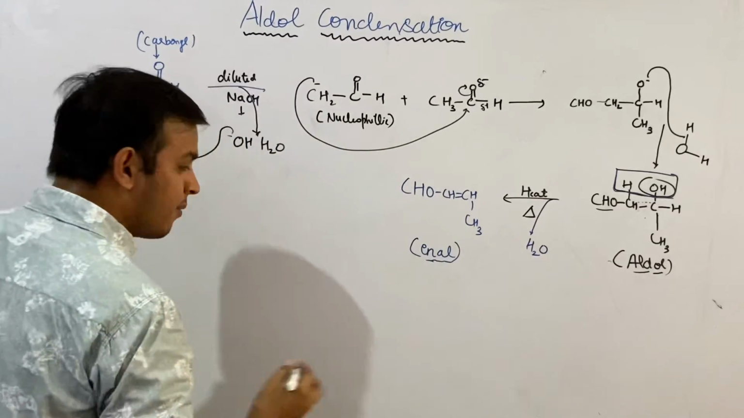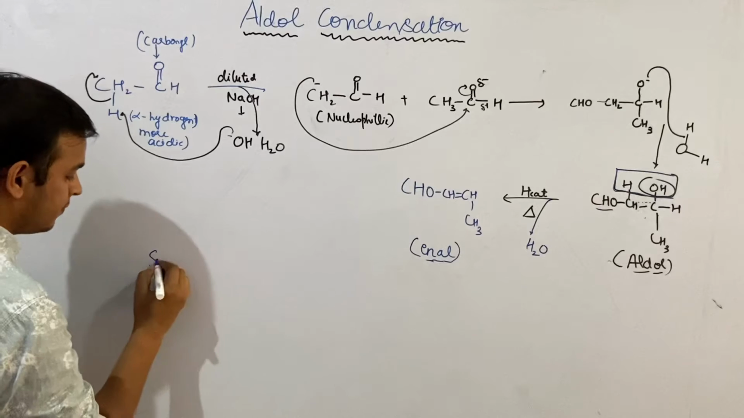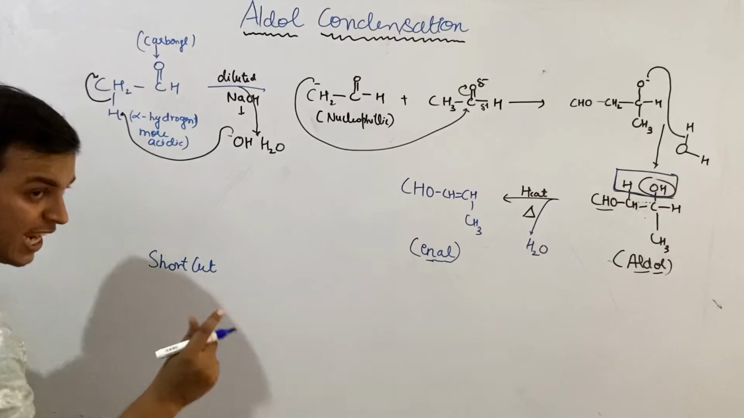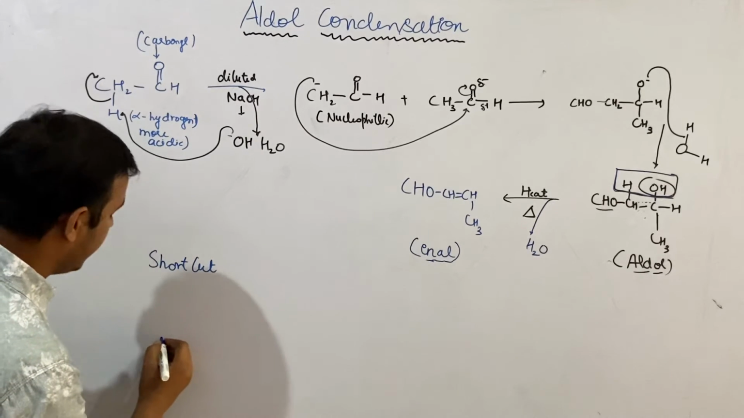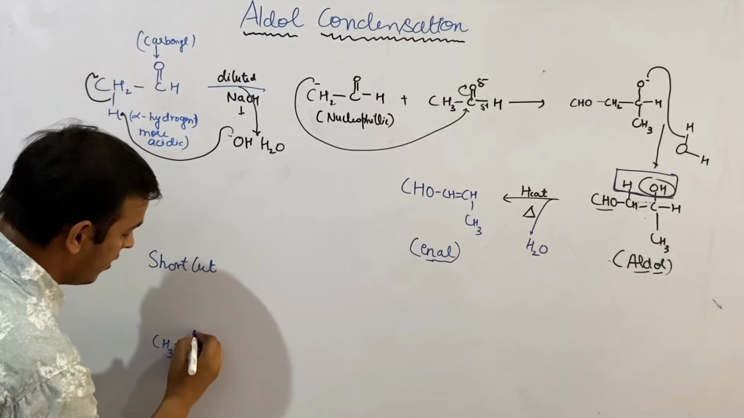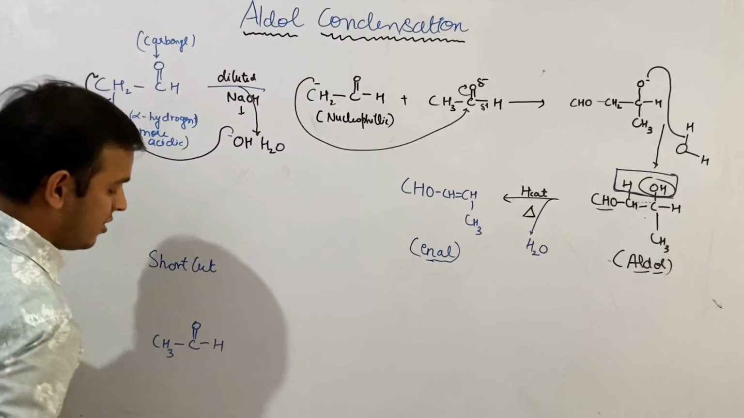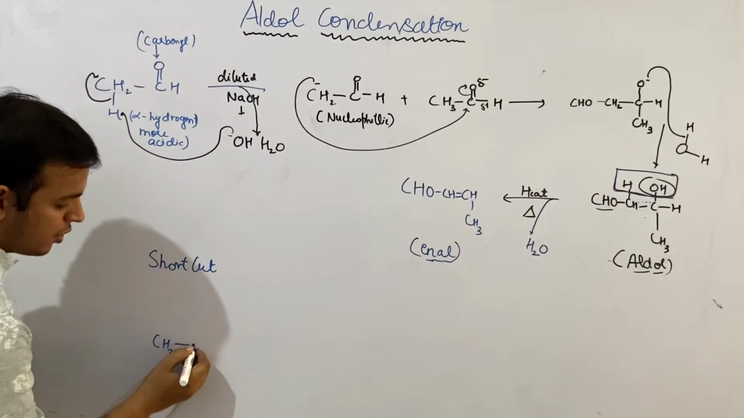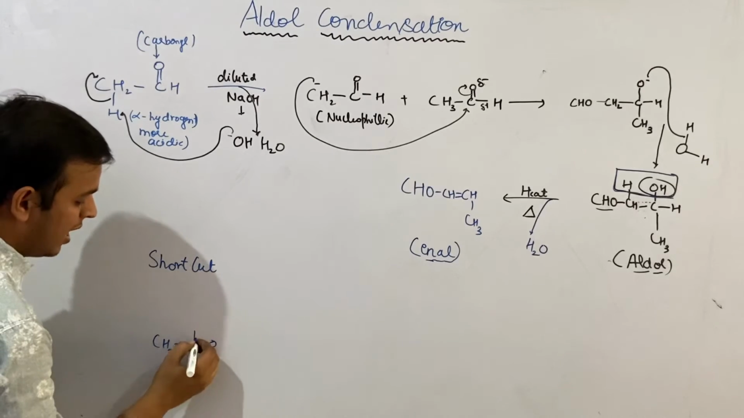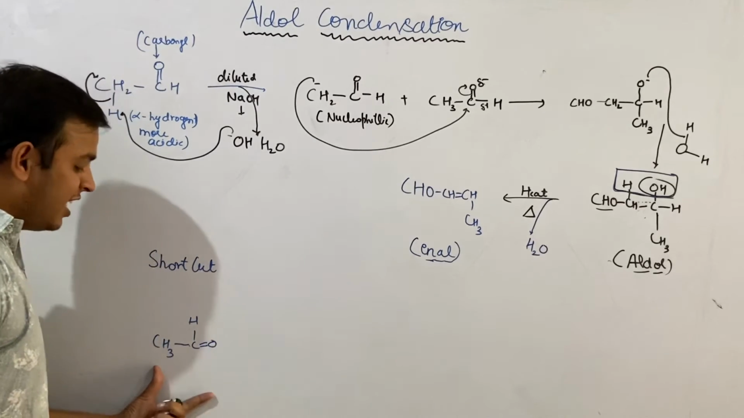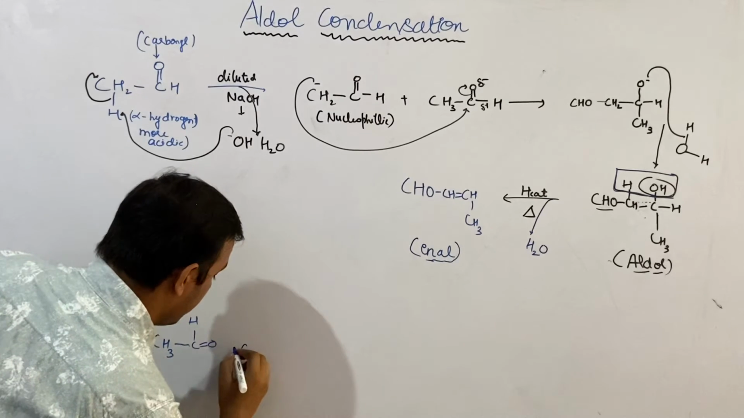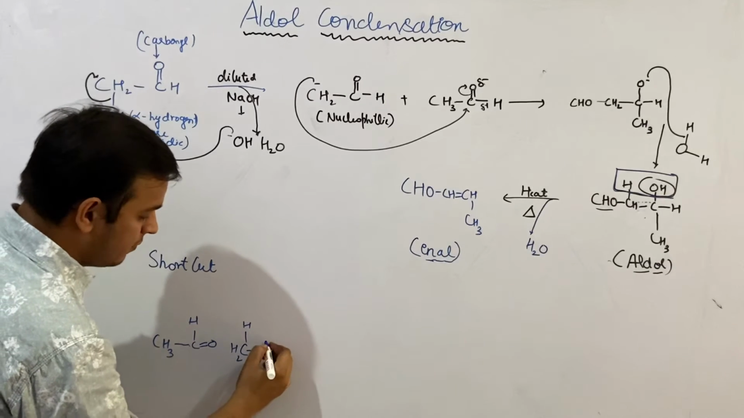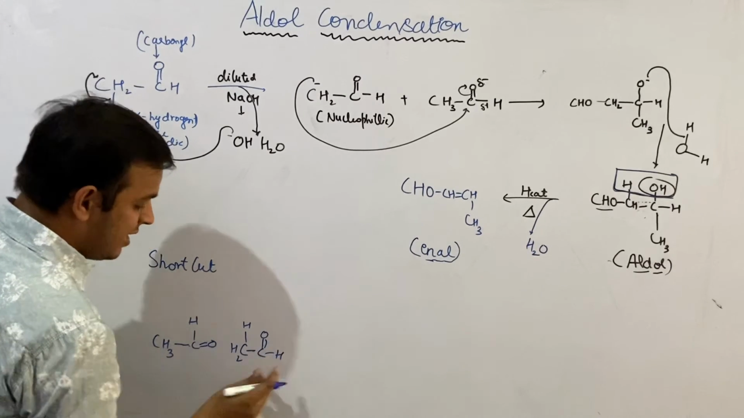Okay, so I am giving you the short trick here also, how to do that. Without going through the mechanism, we can do it directly and shortly. Take two molecules of acetaldehyde, CH3CHO. So this is one molecule of acetaldehyde. I am writing this molecule in a particular orientation so that it is easier for you to understand. I am taking another acetaldehyde molecule having alpha hydrogens. This is the alpha hydrogen.